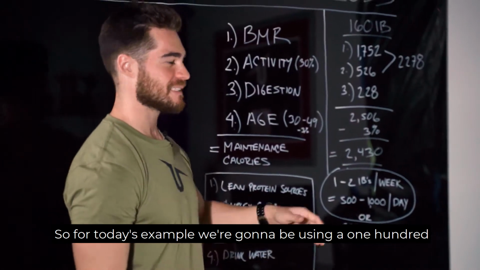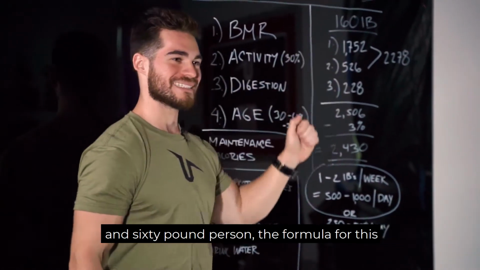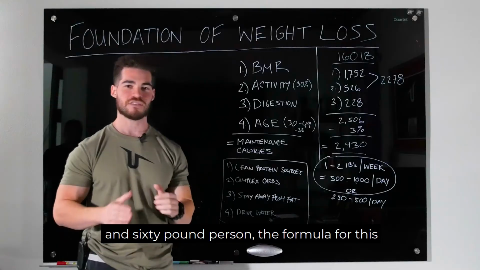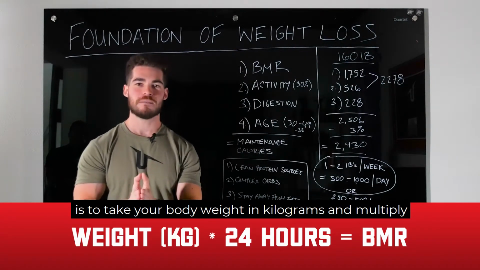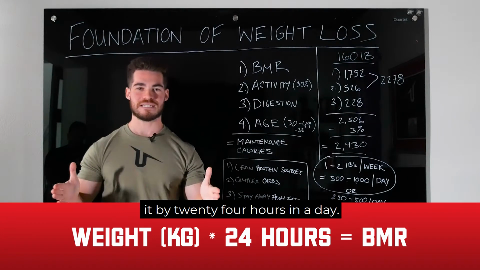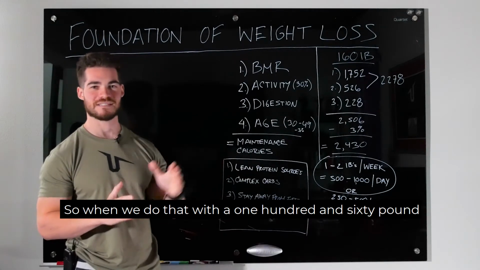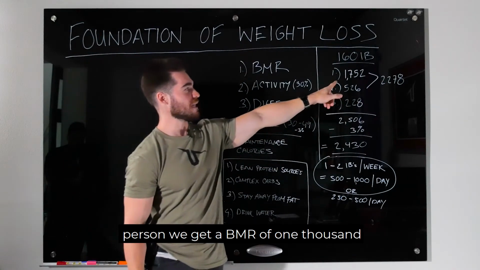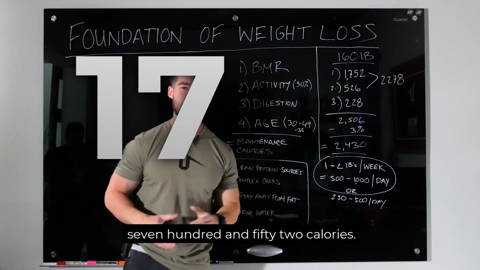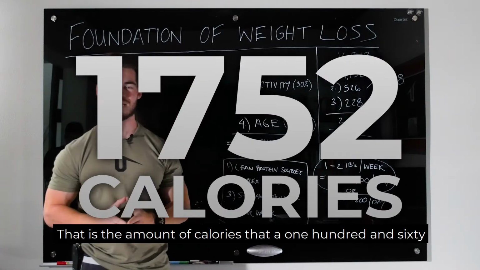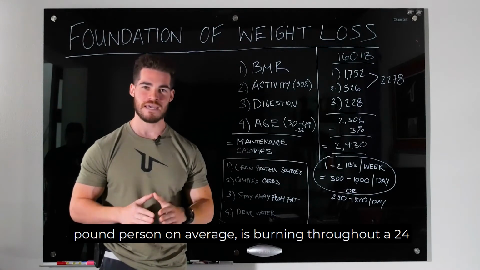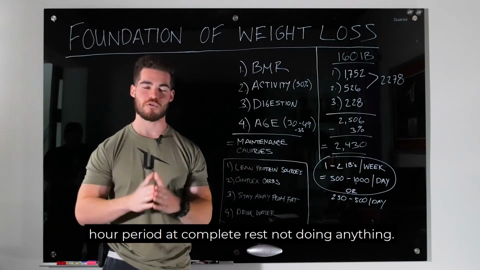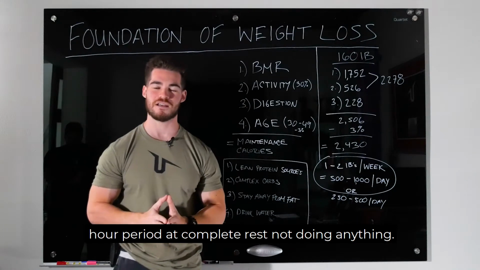So for today's example, we're gonna be using a 160-pound person, right? The formula for this is to take your body weight in kilograms and multiply it by 24 hours in a day. So when we do that with a 160-pound person, we get a BMR of 1,752 calories. That is the amount of calories that a 160-pound person on average is burning throughout a 24-hour period at complete rest, not doing anything.